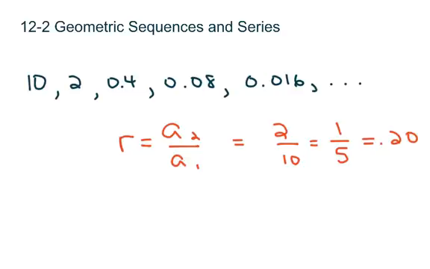So if you're wondering, did it work? If you do 2 times 0.20, do you get 0.4? And the answer is yes, you do.